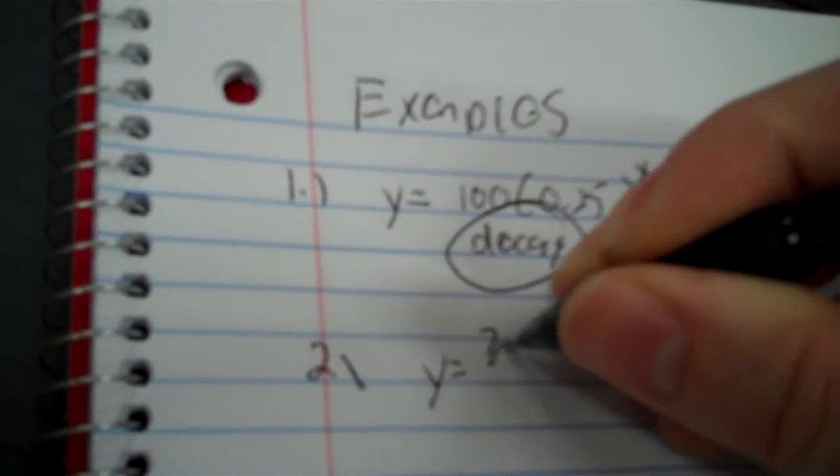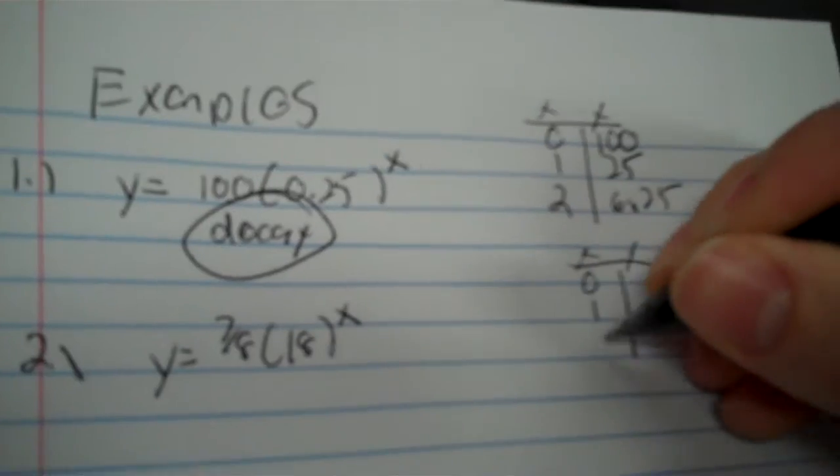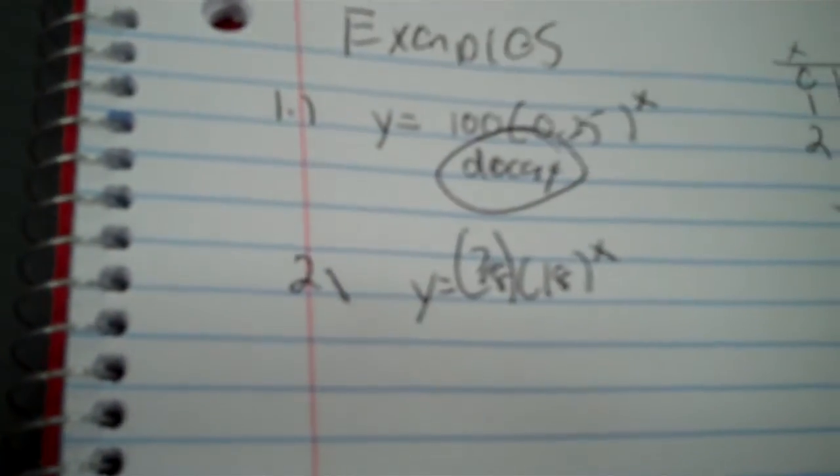Y equals 7/8, then 18 to the x power. 0, 1, 2. Okay, so you're going to make your table 0, 1, 2. Here's what you do for a fraction on these. Here's how you enter in a fraction. You have to make a parentheses, just like that. Okay, you're just going to go 7 divided by 8, close the parentheses. Okay, then you make another parentheses, 18, close the parentheses, to the xy power, and then the first one we're going to do is 0.